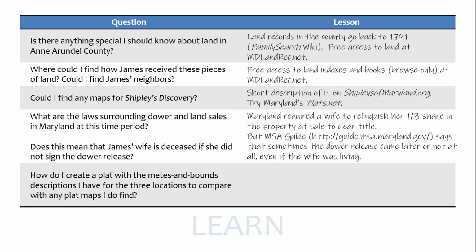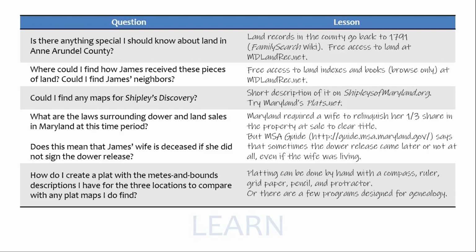How do I create a plat with the meets and bounds description I have for the 3 locations to compare with any maybe plat maps I do find or any old maps I find? Well, platting can be done by hand with a compass, ruler, grid paper, pencil, and protractor. Great. Or there are a few programs designed for genealogy. That might be more my style.